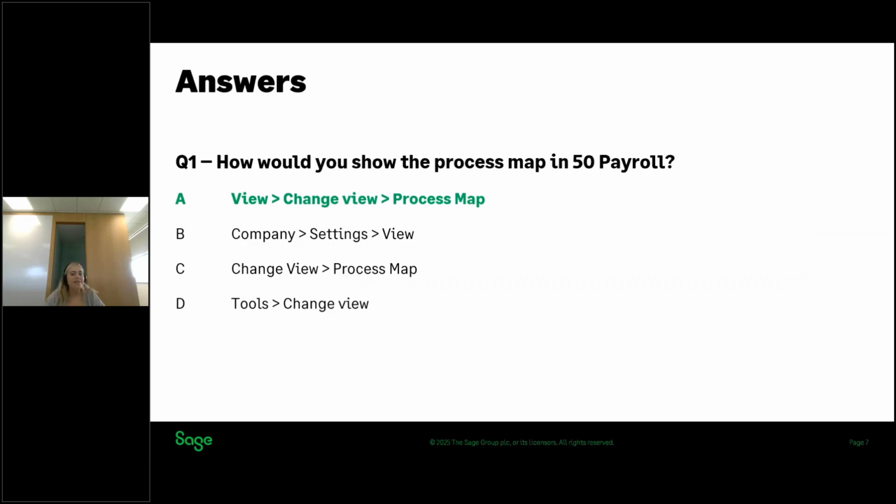I know some people went for C. It is a bit of a sneaky question, this one. So it did used to be change view and process map in previous versions of Sage 50 Payroll, but that has been updated and changed in the most current version.